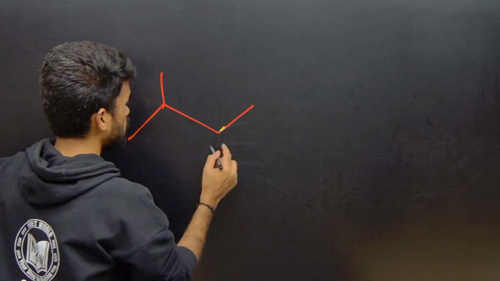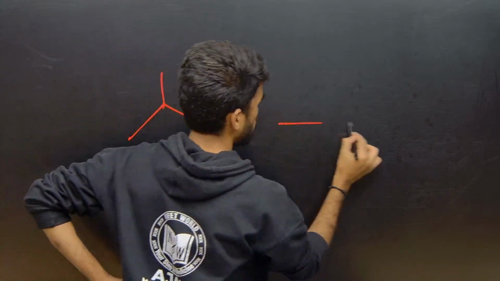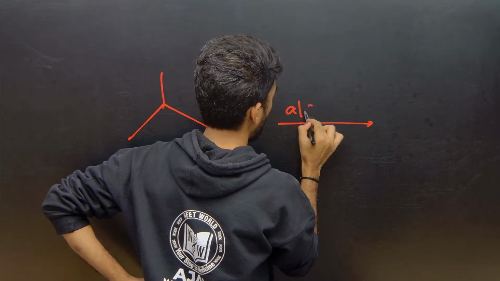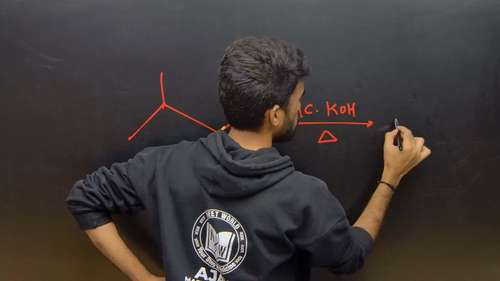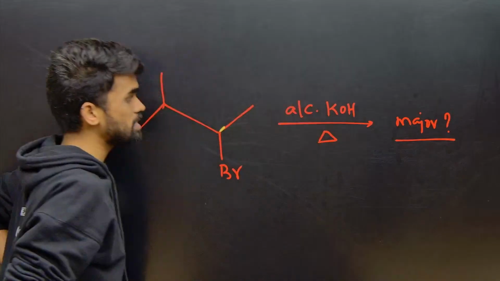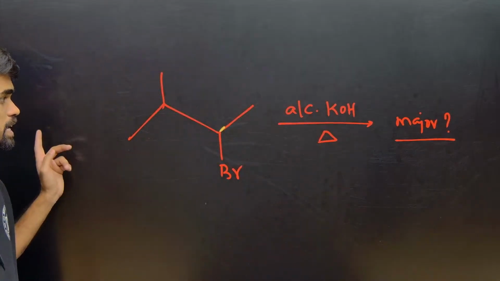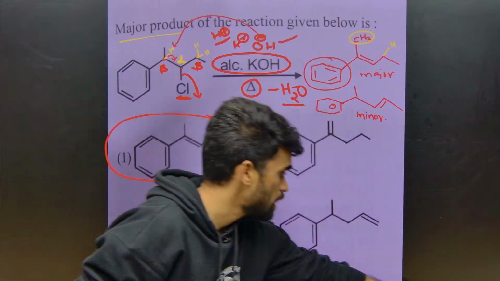Yeah. So for this, I am writing Br here, with alcoholic KOH under heating condition. So what is the major product formed here? Very easy reaction based on the previous year question, this previous discussion, you can answer this.